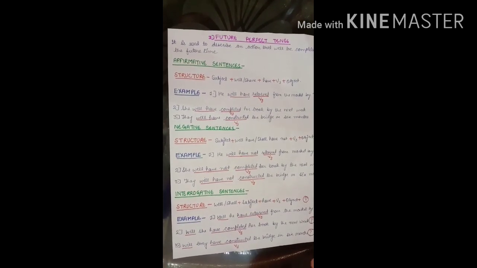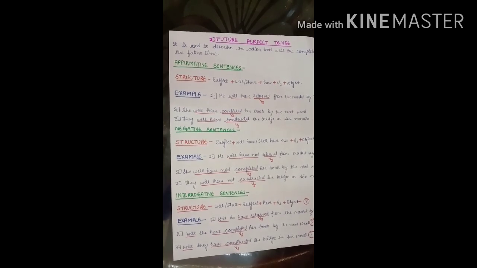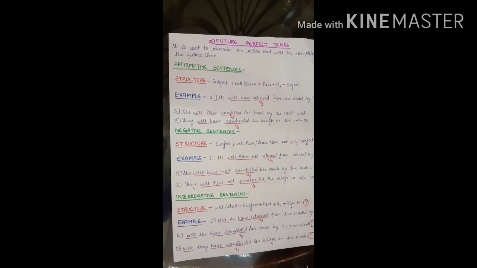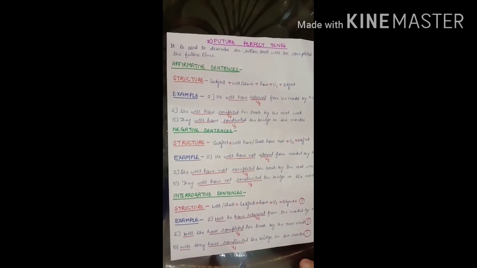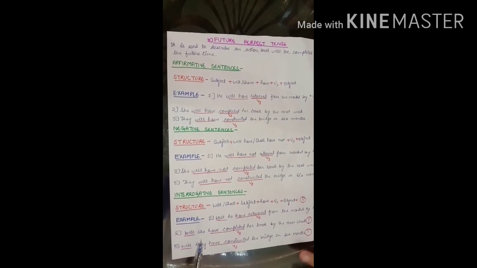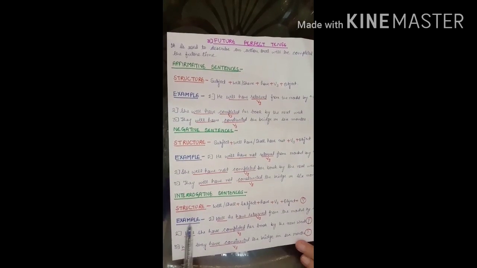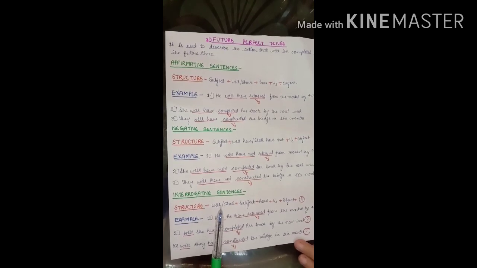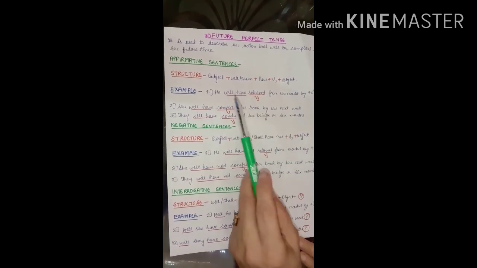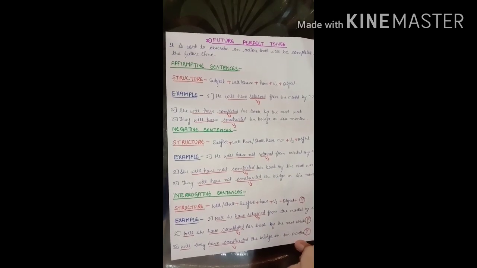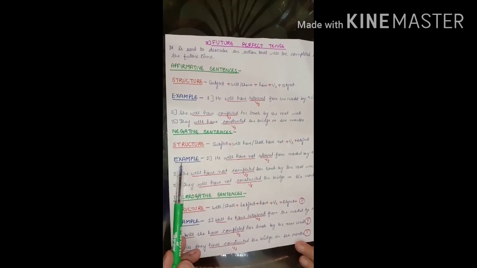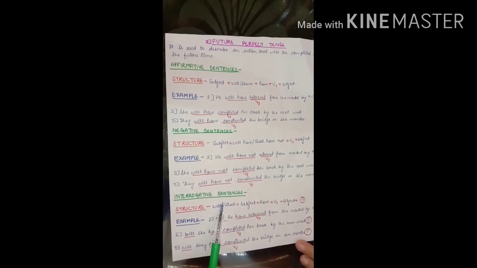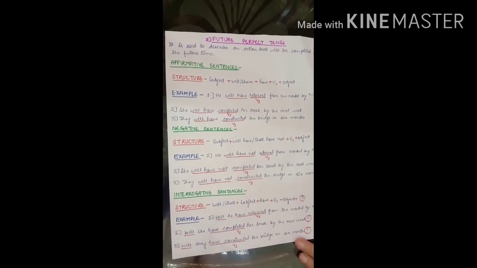Future perfect tense is used to describe an action that will be completed in future time. Means an action that will be finished in the time to come. In this tense also I will explain three kinds of sentences: affirmative, negative and interrogative. Affirmative sentences, as I told you in the previous videos also, are used to declare something or inform somebody about something. Negative sentences are used normally for denial, and interrogative sentences are used to ask something from somebody.